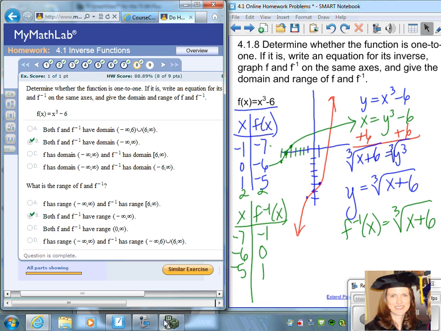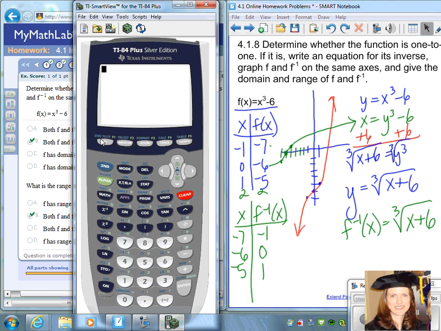Okay, if you want to look at that on the graphing calculator, for the original function, I'm going to go to the y equals, typing in the original function, x to the third power minus 6. And then in y2, I'm going to graph the inverse, which we found to be the cubed root. The way you find a cubed root on the graphing calculator is by pressing the math button, and choice number 4 on this graphing calculator gives you the cubed root. And you're going to type in x plus 6.